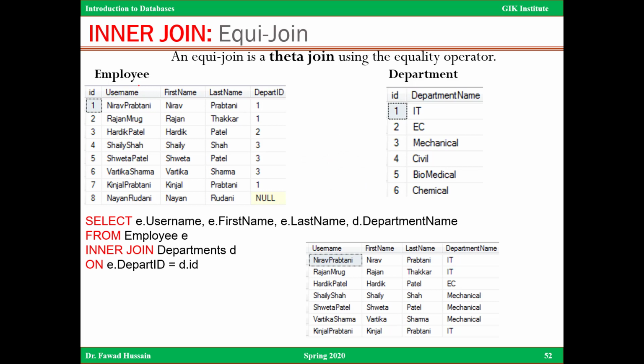So we have the employee over here and then we have department over here, and if you're using the Equi-Join, then this department ID has to match perfectly with this department ID.